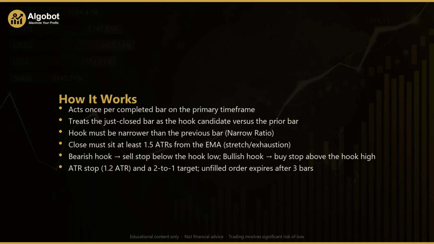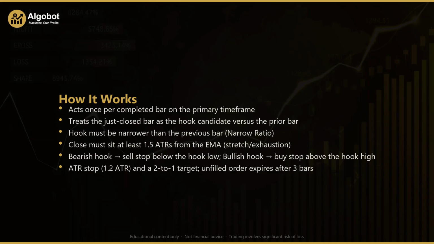So how does Hook Exhaustion Reversal actually make its decisions? Everything happens once per completed bar on the primary time frame. When a new bar opens, the strategy looks back at the bar that just closed and treats it as the hook candidate, comparing it against the bar immediately before it. The first filter is range. The strategy measures the height of the candidate bar from high to low and compares it to the previous bar. The candidate must be narrower, by default, at most 90% of the prior bar's range, governed by the NarrowRatio input. This is the quiet loss of momentum idea. A shrinking bar suggests the push is running out of energy rather than accelerating.